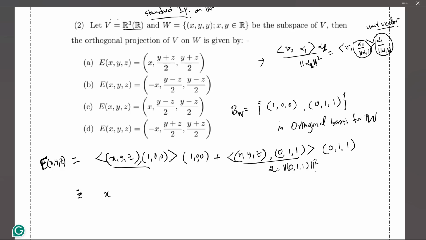So how much is this inner product? This is your x only, in the direction 1, 0, 0. In the second, you got y plus z. The first coordinate becomes 0, so that's why it is not taking part in the sum. Below we have 2, in the direction 0, 1, 1. So what we got? x from the first coordinate, and the second and third are the same, y plus z by 2.